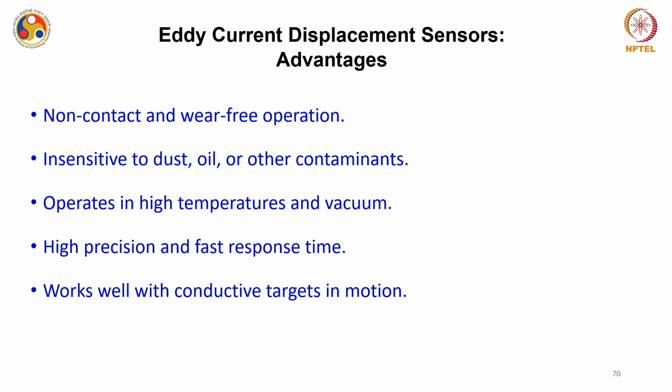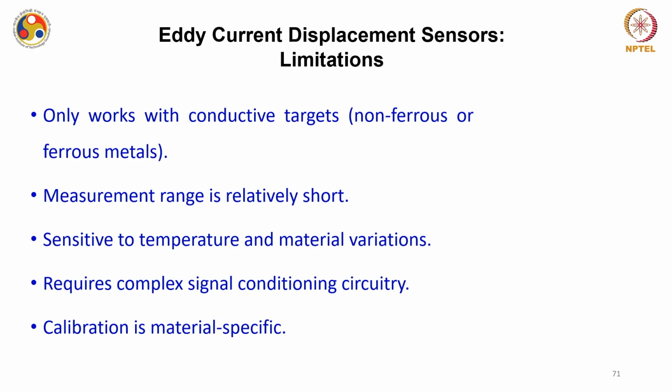This kind of device works well with a conductive target in motion. For non-conductive it is not possible, so that is basically the limitation. These devices only work with conductive targets, particularly non-ferrous or ferrous kinds of metals. The measurement range is relatively shorter as compared to other devices. They are sensitive to temperature and material variation.